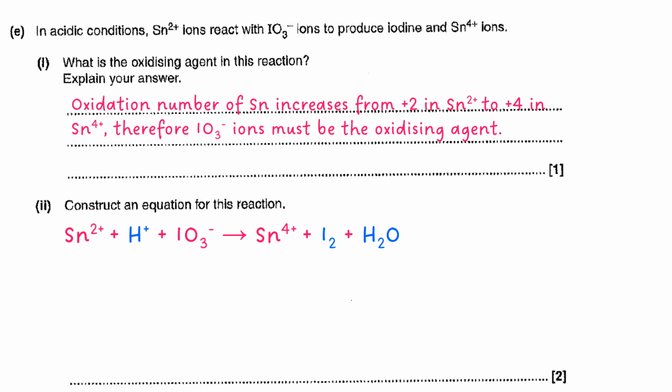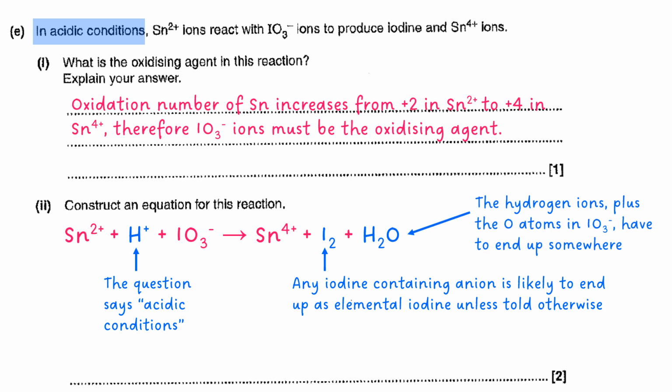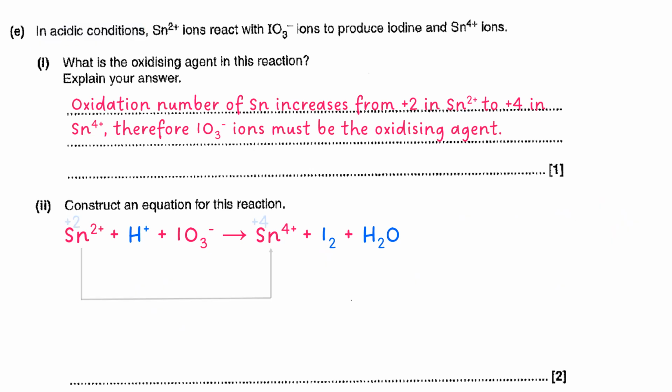So for constructing an equation, what I've done is I've just highlighted in blue the things that I might have added in there and the reasons why they have to be in there as well. So in acidic conditions, you must have H+. Any iodine containing anion is likely to end up as elemental iodine unless it's told otherwise, but they tell you in this particular question that the IO3 ions get changed to iodine, so that's not a problem. Now the water gives somewhere for the H+ to go, and also the oxygen atoms in the IO3 minus. So now what we have to do is actually look at the change in oxidation number.